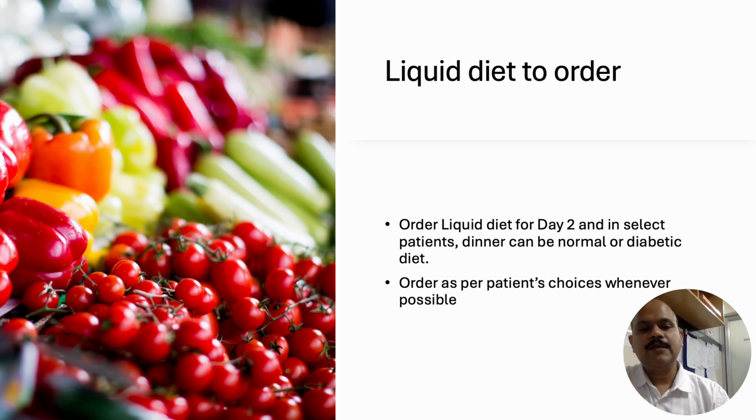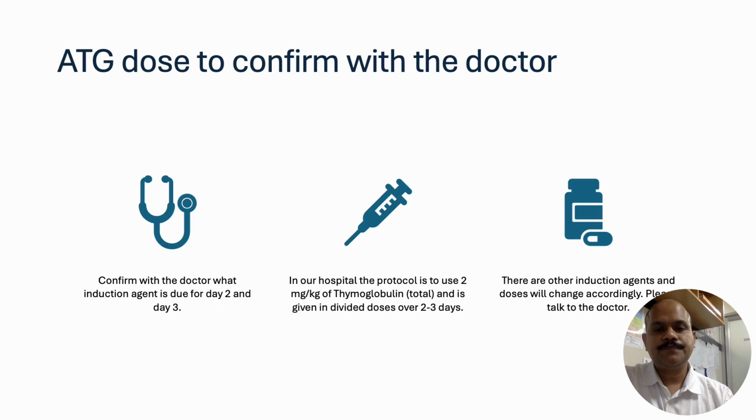Liquid diet is usually given on day 2, and in select patients, a solid dinner can be ordered. It can be a normal or a diabetic diet. Try to order as per the patient's choices within the limits of a normal prescription of diet in kidney patients.